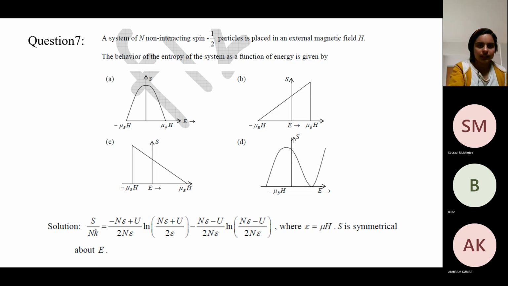But what is interesting, and what would directly tell you that this should be the solution, is that in a two-level system we can have regions of negative temperature. Which means that we can have regions of negative slope, where del S by del E is negative. That is one thing. And second is the expression for entropy is symmetrical about E. If you remember these two things, you can directly look at the picture and tell that this is the correct answer. You do not always have to derive the entire solution, right?